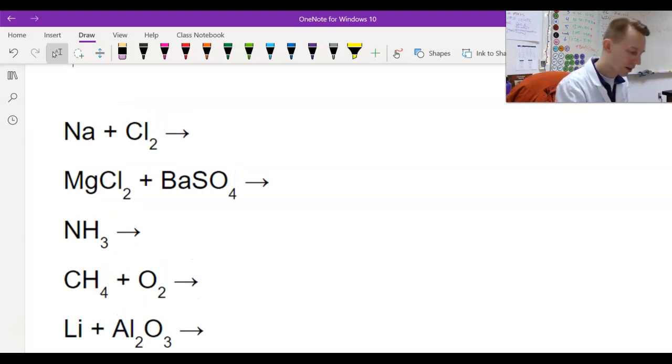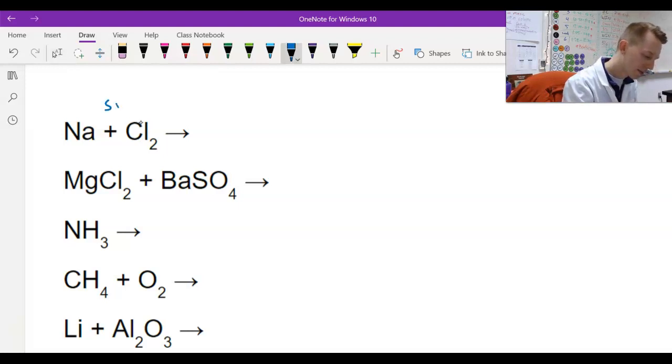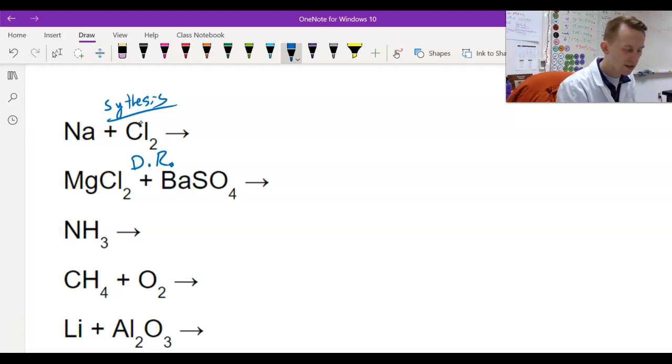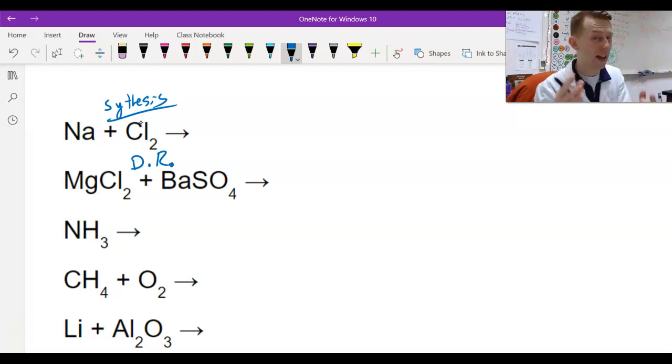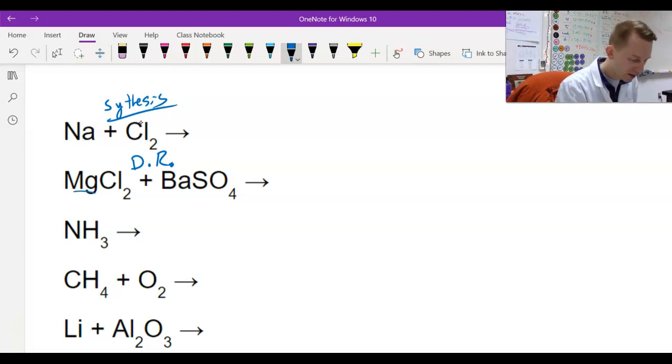So this one is a... Go ahead, pause it, and see if you can do this on your own. But I'm just going to go over and explain these now. So this is a synthesis. This is a double replacement. Synthesis because it's 2 single things, and you know that they have to come together to make something new. This is a double replacement because this magnesium and barium are going to swap places.